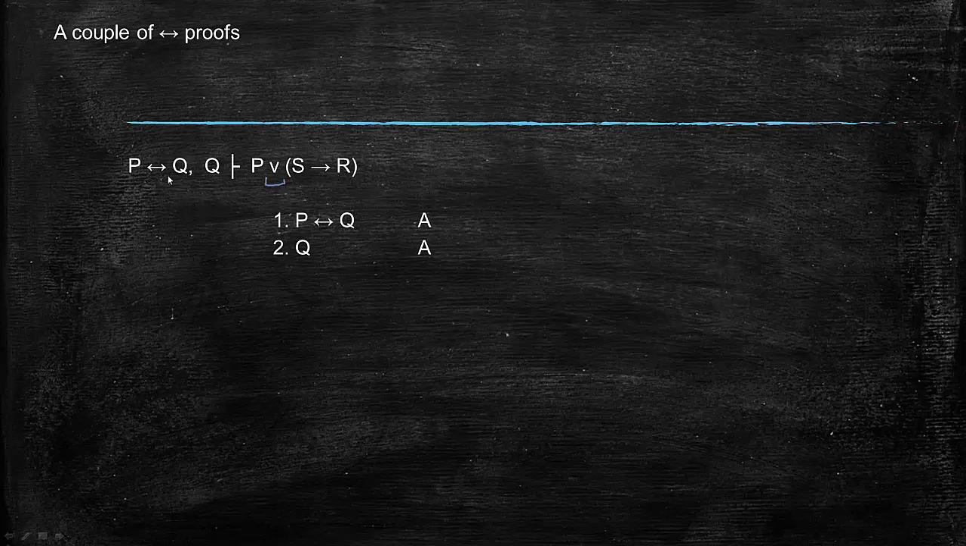Now it looks like you have neither of these, of course, over here, but you do have P if and only if Q, and you have Q. So if you were to take the biconditional and remove one of the conditionals, then you should be able to do this.